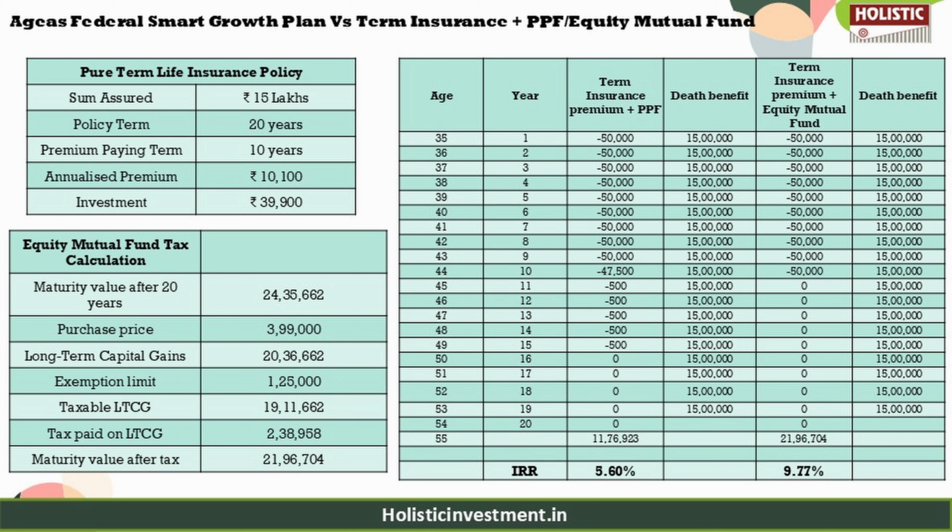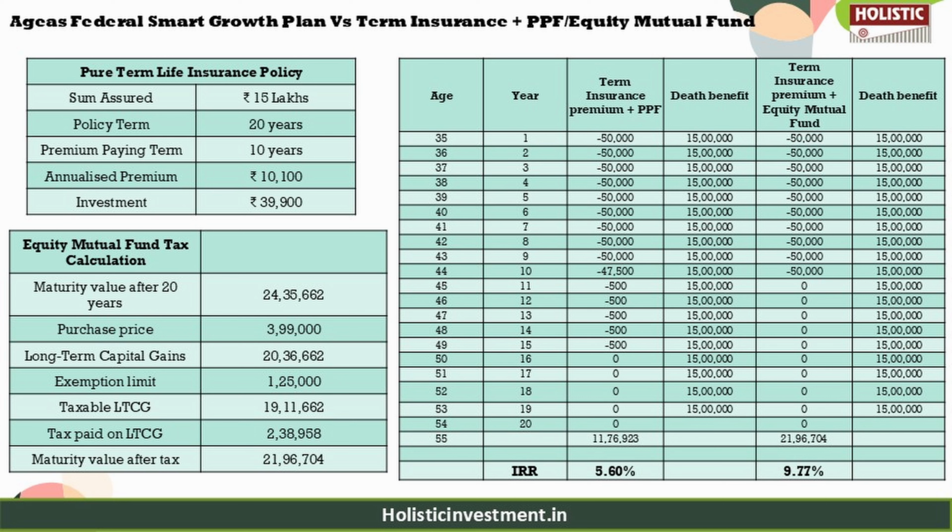Here for life cover purpose, we have opted for a pure term policy providing 15 lakhs of life cover for a 20-year term with a 10-year premium payment period, which costs us an annual premium of 10,100 rupees. So compared to paying 50,000 rupees annually under the ULIP, this approach saves us 39,900 rupees each year, which can be instead invested according to one's risk appetite.